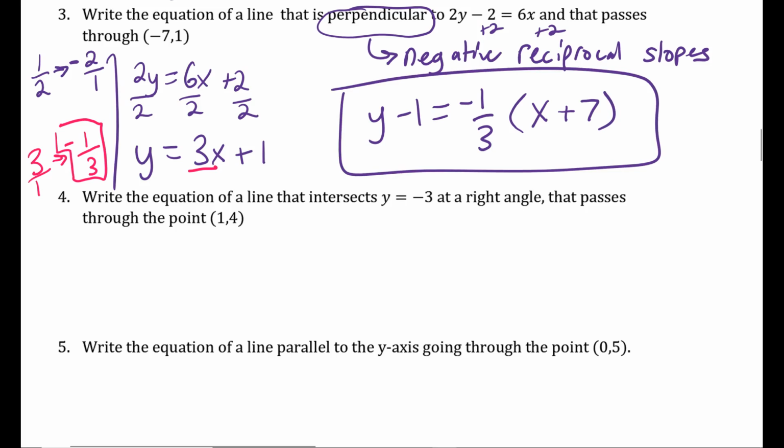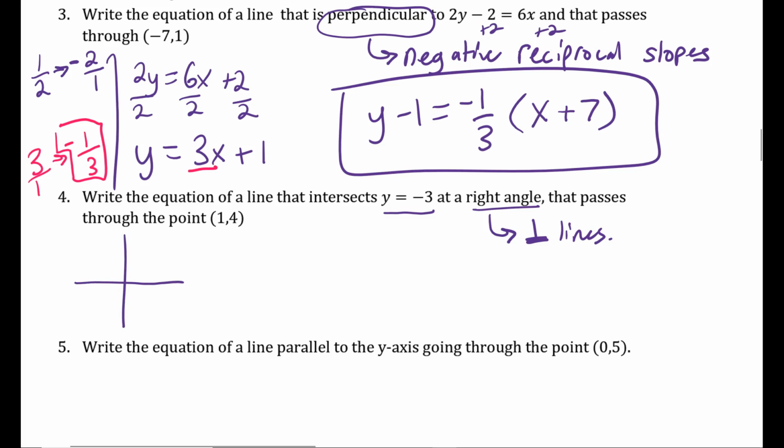For number 4, it asks, write the equation of a line that intersects y equals -3 at a right angle and that passes through the point 1, 4. So this is a very similar problem to the last one, because you need to recognize that if lines intersect at a right angle, those are perpendicular lines. So we could get something going with the negative reciprocal slopes here, but I'm just going to plot this line to see what it looks like so we could visualize it.